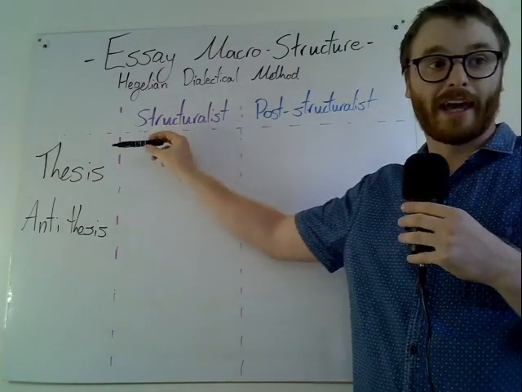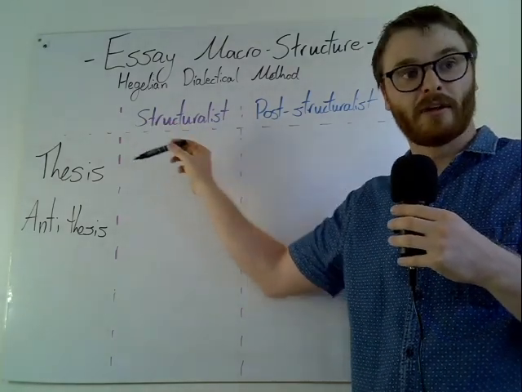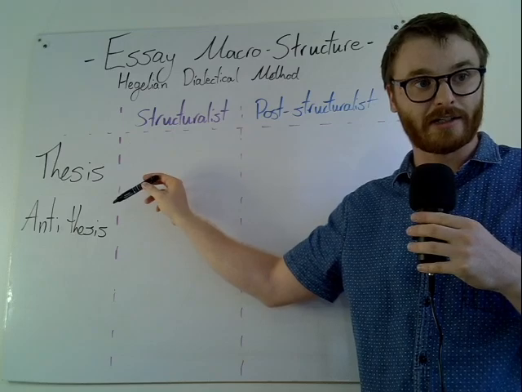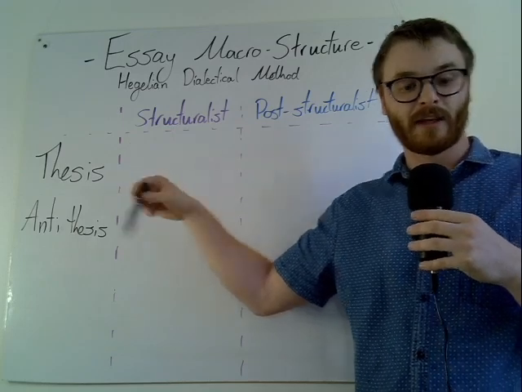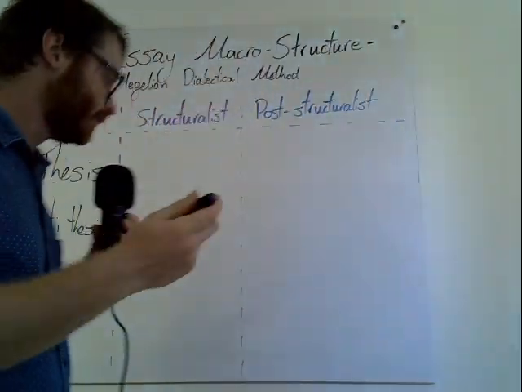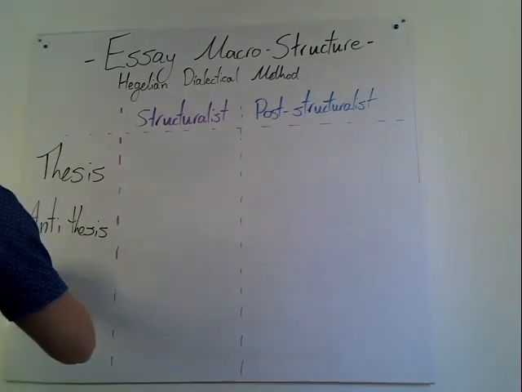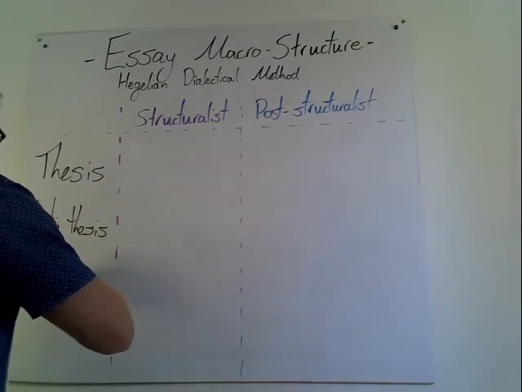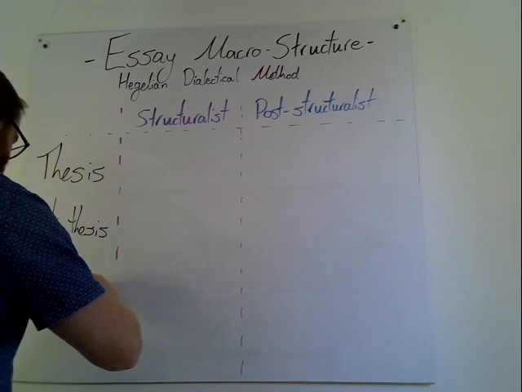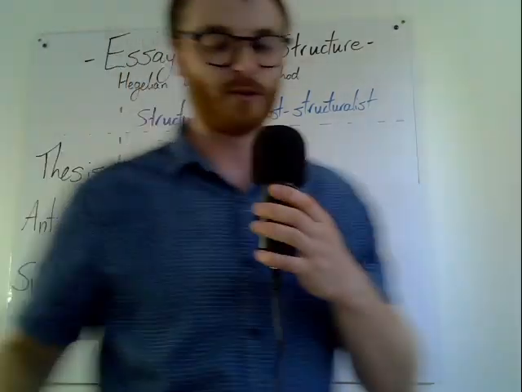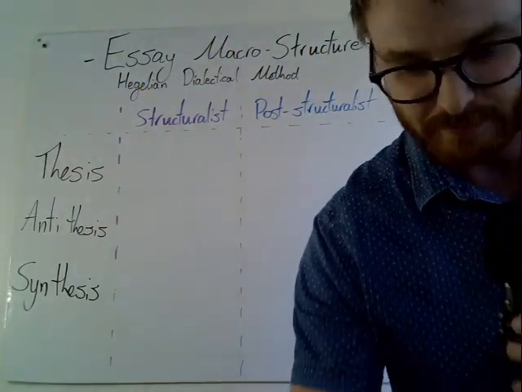We start with a normal thesis. We try to contradict our thesis. And then at the end, you will aim to combine those two with what's called a synthesis.